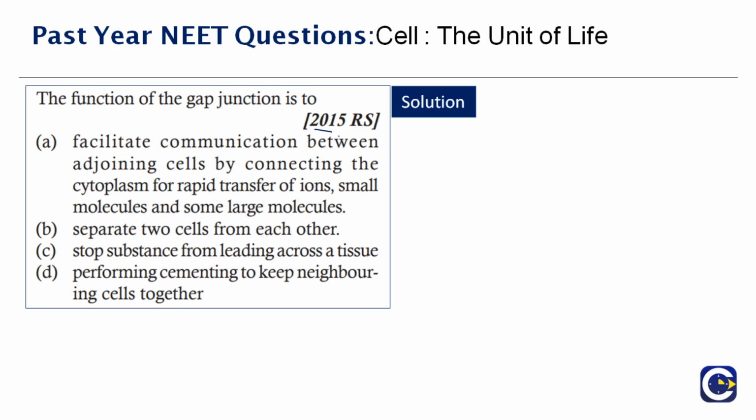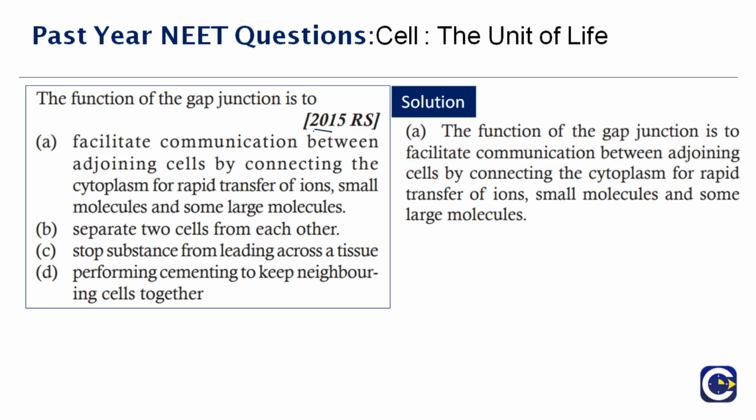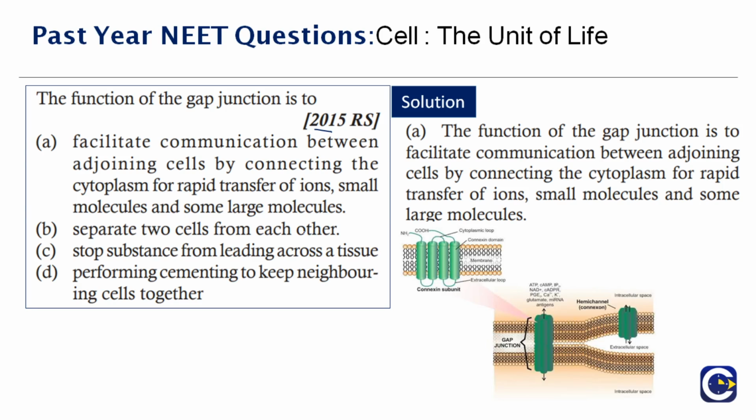So this gap junction will facilitate the communication between the adjoining cells by connecting the cytoplasm. Okay, so as I already said, a gap junction is a specialized intercellular space which facilitates the communication of various molecules, ions, electrical impulses. The molecules can be different. It can be smaller, larger, transfer of ions, everything. So what does a gap junction do? It will facilitate the communication between adjoining cells by connecting the cytoplasm for rapid transfer of ions, small molecules and large molecules. Okay, so therefore the correct answer to this question is option A.